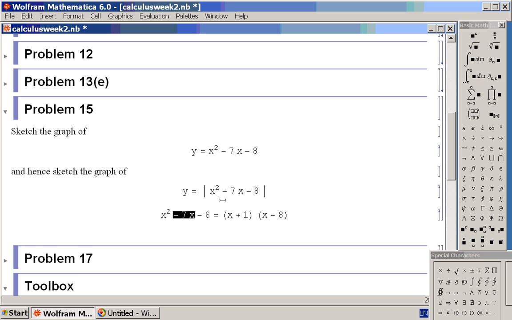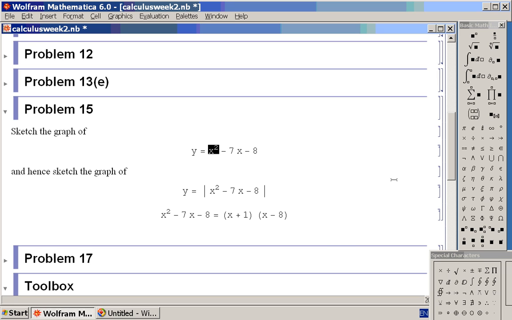We can see that as x becomes very large, either negative or positive, then this term will eventually win over the rest of it, and so we can expect the function or the curve to tend to plus infinity. This is in fact a parabola.